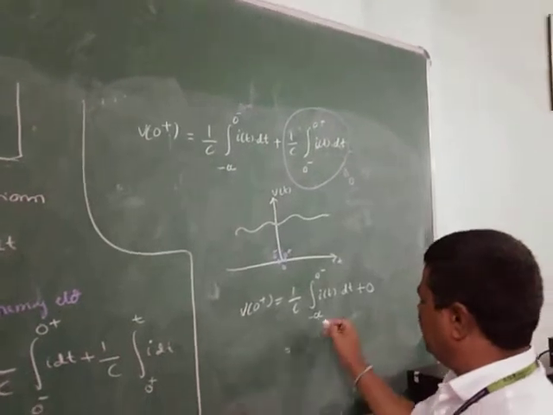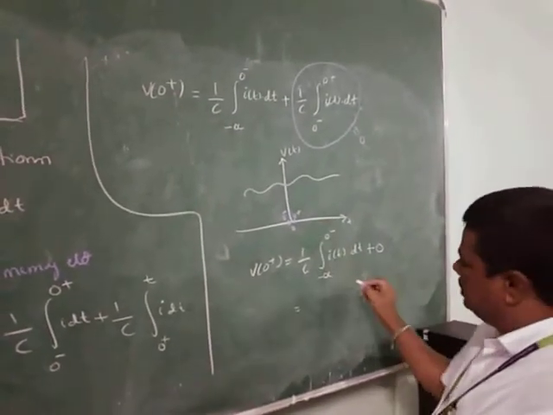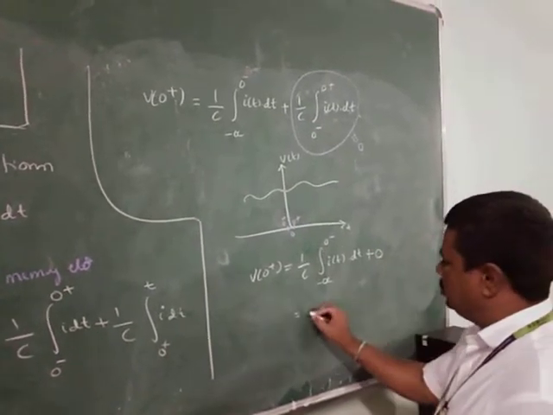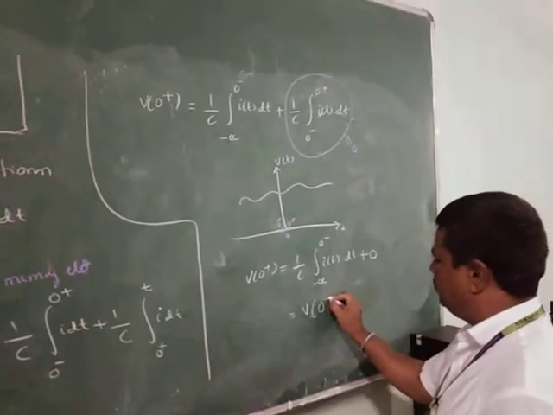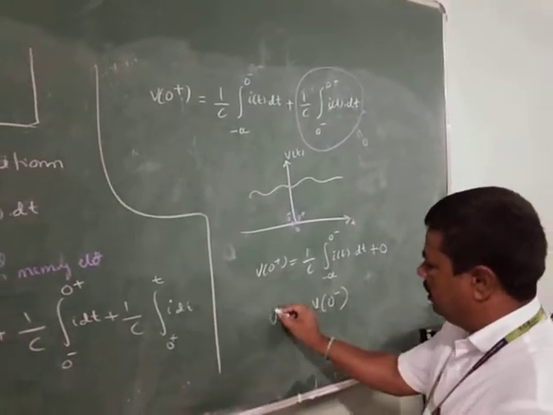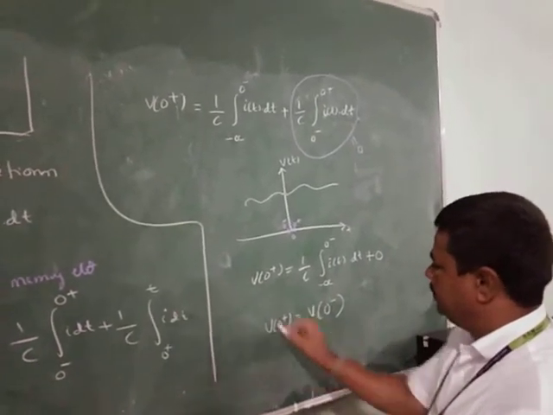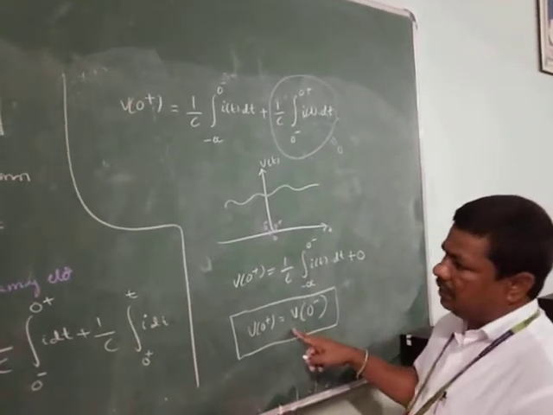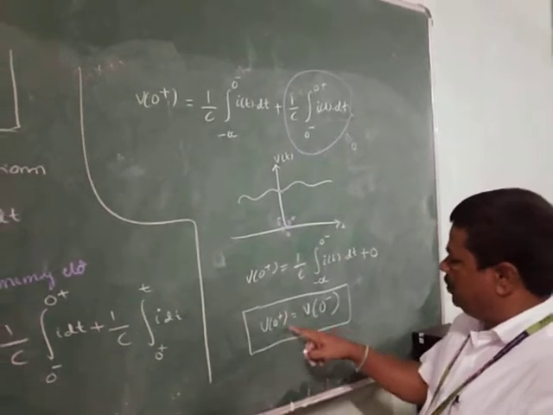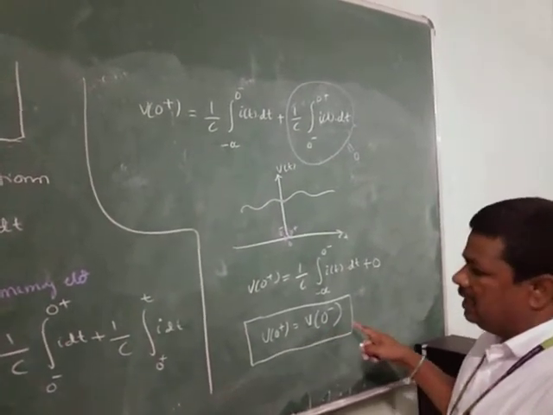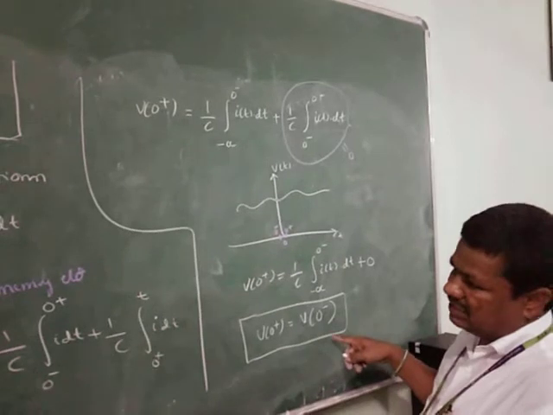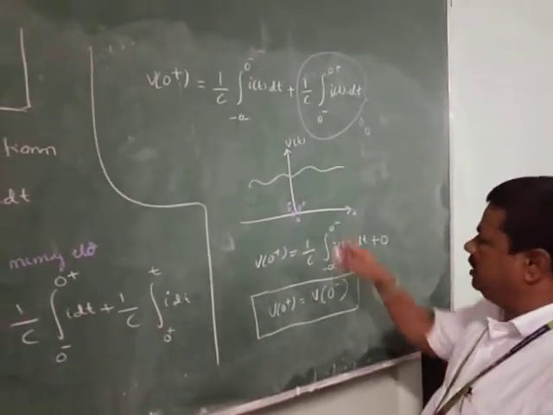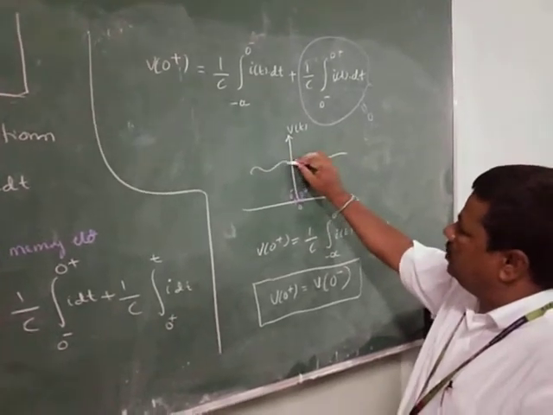So this can be written, according to the basic equation, as 1 by C integral from minus infinity to 0 minus. Now this expression is V of 0 minus, and here it is V of 0 plus. That means in a capacitor, the initial condition is V of 0 plus is equal to V of 0 minus. That means it does not allow sudden voltage changes through the capacitor. Simply it acts as a short circuit. That means it continues the voltage.